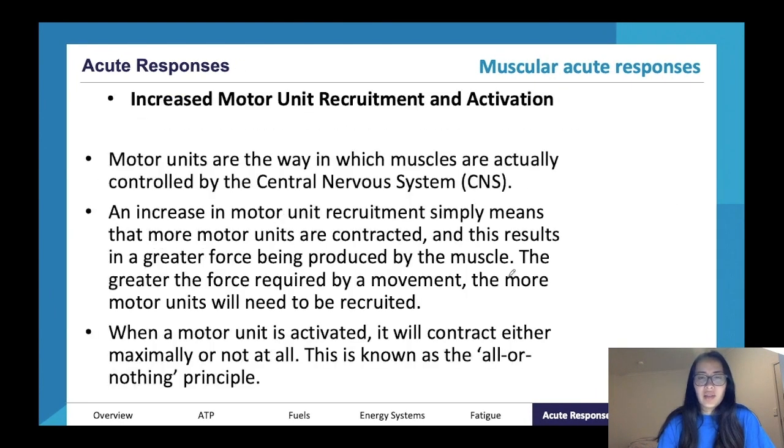I feel like that was a really bad definition. Pretty much increased muscular contraction. It's a stronger contraction occurring.